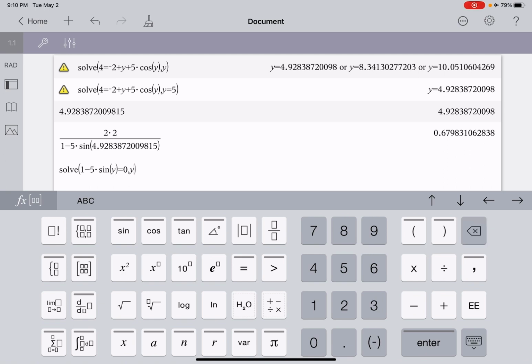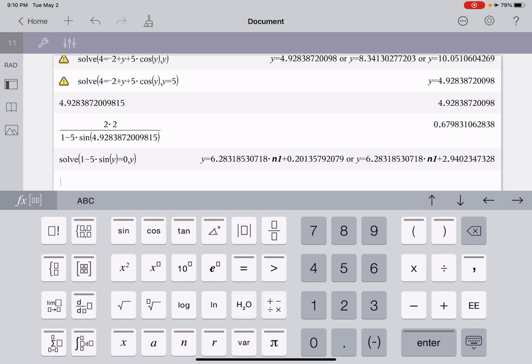Oops, not that. Sorry about that. To get decimal answers right here, we came up with this mess right over here, and I wasn't thrilled about this.